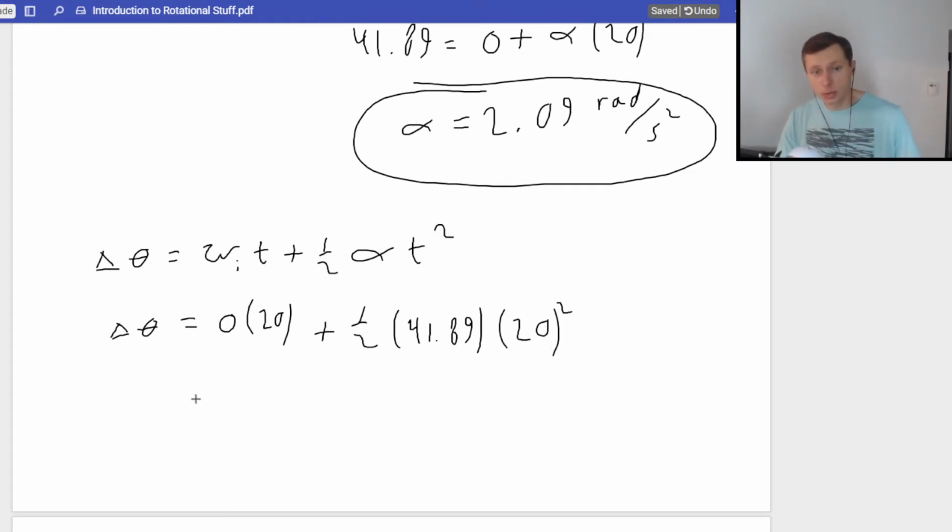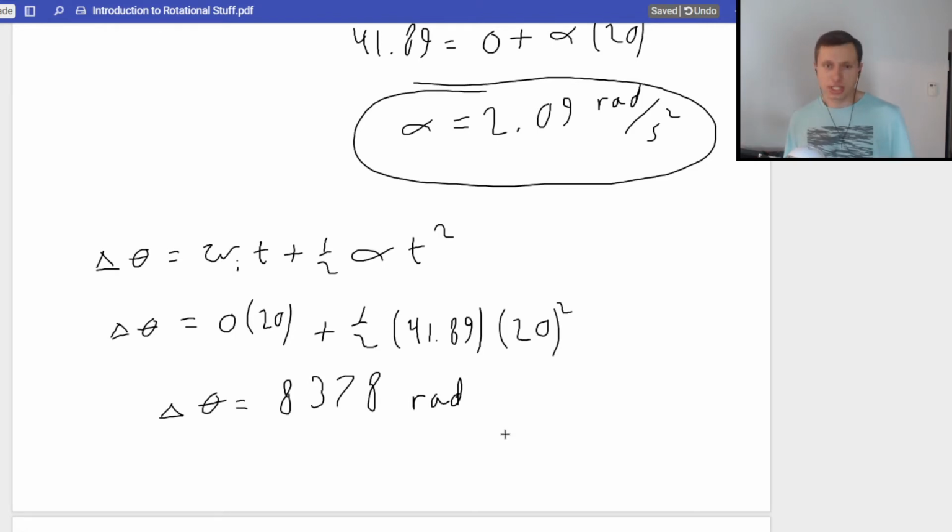So all I need to do is plug this in a calculator. We're going to get delta theta equals 0.5 times 41.89 times 20 squared. We will get a final delta theta of 8,378. Again, the units are radians. It's not revolutions. In other words, this is not our final answer because I want to find revolutions.